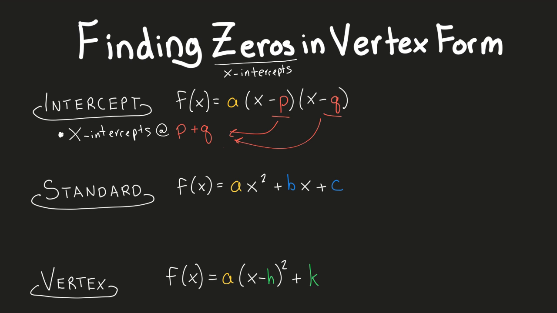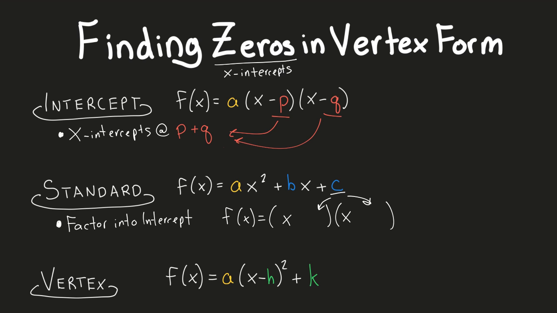From there, we worked with standard form. This is what we've just been doing with the factoring. So we said, hey, we can take standard form, and in most cases, we can factor it into intercept form just by looking at how to write it like this, or something like this. We had different variations that we looked at, but essentially we're asking ourselves, what multiplies to C and adds to B? And we chose some numbers that went in those spots.